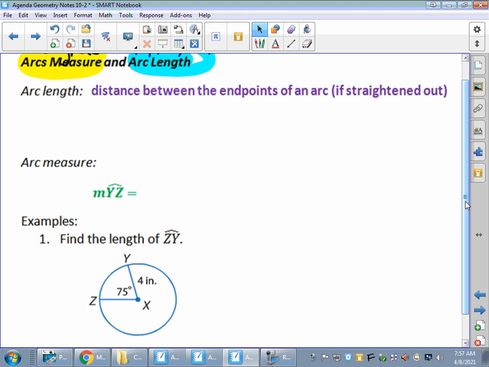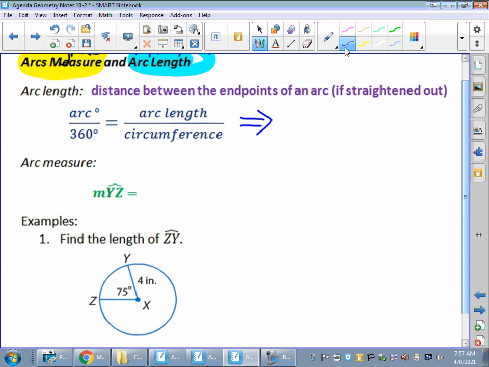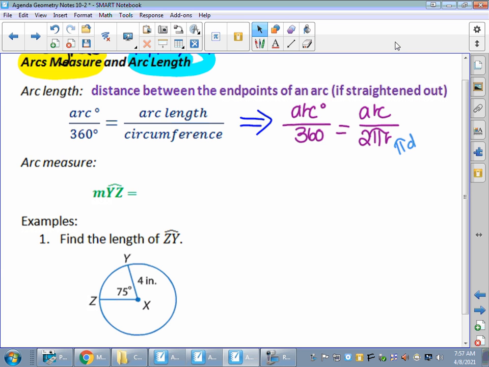In order to figure out arc length, we have to set up a proportion. We have to say that arc degree, so our measure of our central angle, over 360, equals arc length over circumference. Or if you prefer, we could say arc degree over 360 equals x, usually, over arc over 2 pi r, right, circumference, or pi d, if you like pi d better. So we're going to set up a proportion, and we are going to cross multiply to solve it.